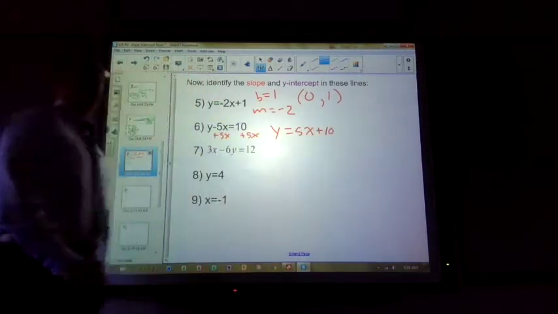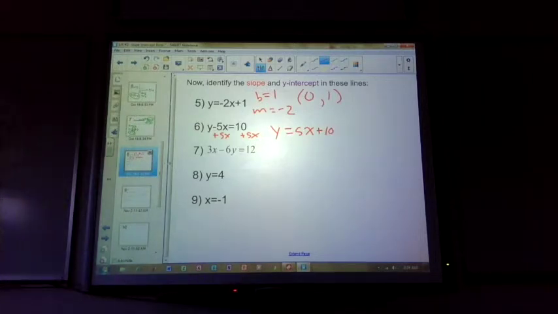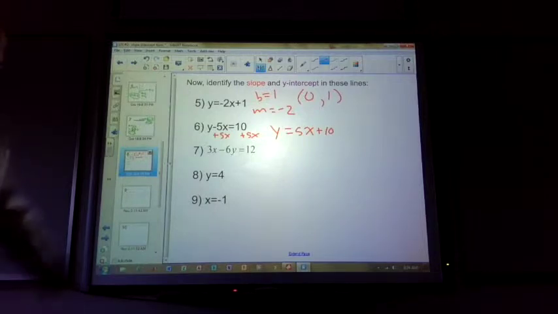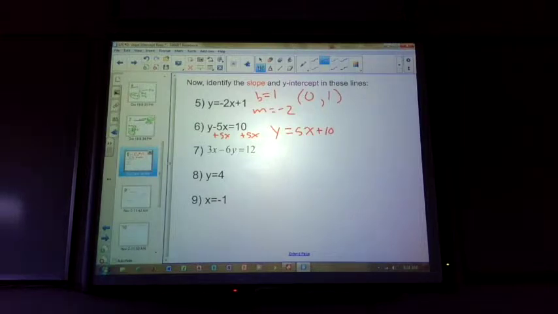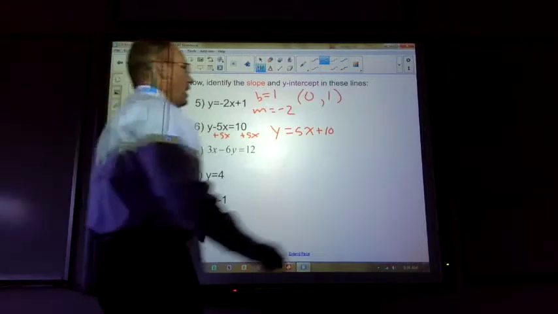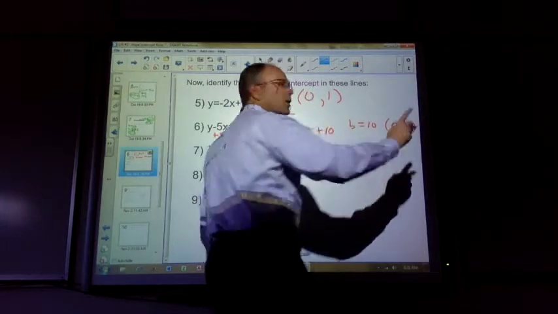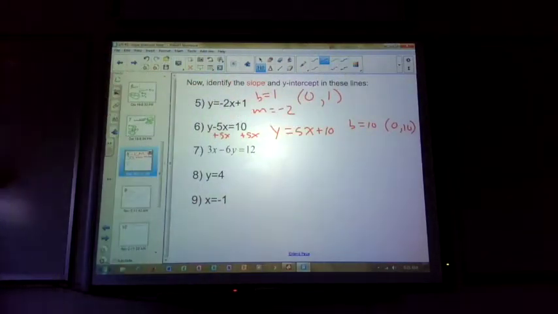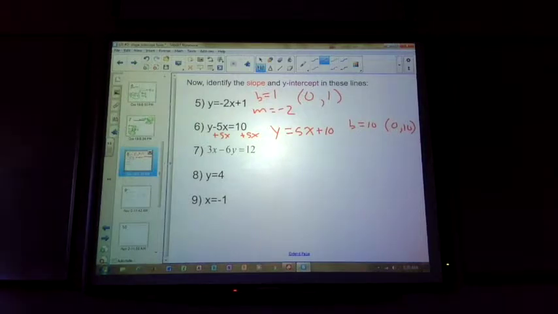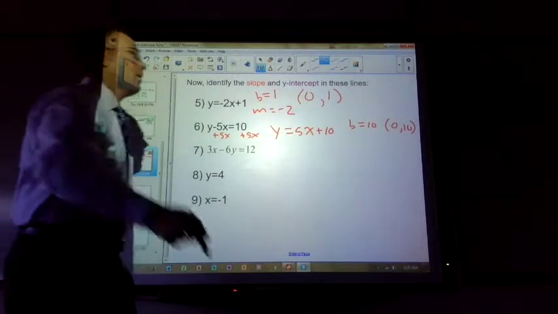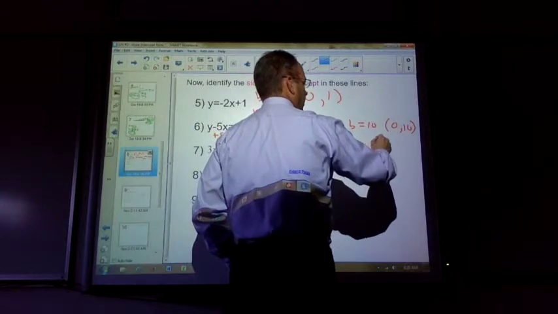Okay, Mackenzie, what does the y-intercept appear to be? The y-intercept is the constant. What's the constant? Remember, that's the term that doesn't have x attached to it. 10. So b equals 10. So the y-intercept is the point 0, 10. Feel okay with that? What does it appear the slope is now? 5. Just the number, yeah. So the slope is just 5.